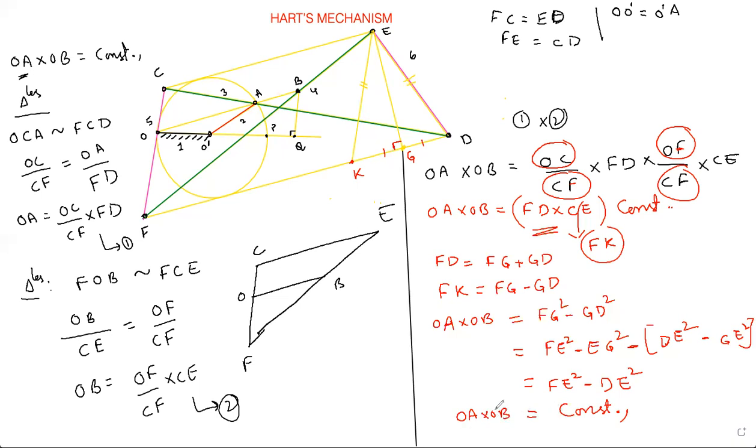So now we can say that point B traces an exact straight line, right, on the diameter of the circle, and it is perpendicular to that diameter. Fine. So this is your Hart's mechanism. Thank you.